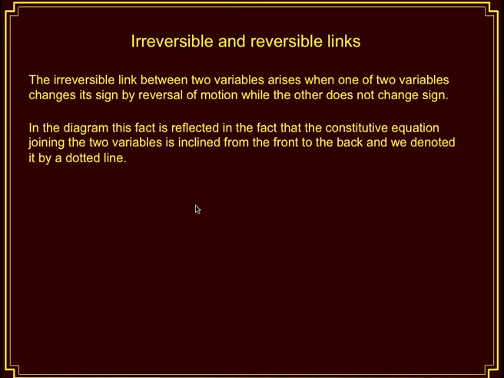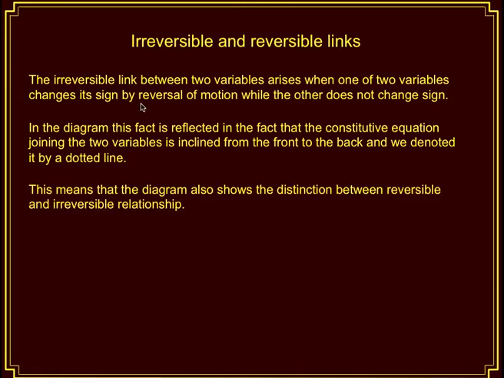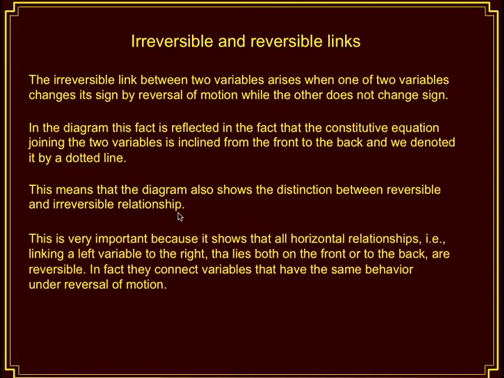Irreversible and reversible links. The irreversible link between two variables arises when one of the two variables changes sign by reversal of motion, while the other does not change sign. In the diagram, this fact is reflected in the fact that the constitutive equation joining the two variables is inclined from the front left to the back right and will be denoted by a dotted line. This means that the diagram also shows the distinction between reversible and irreversible relationships.